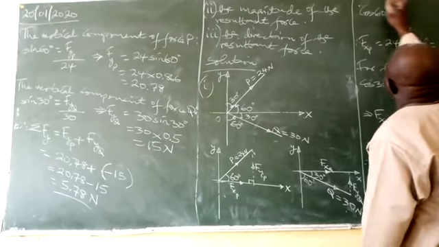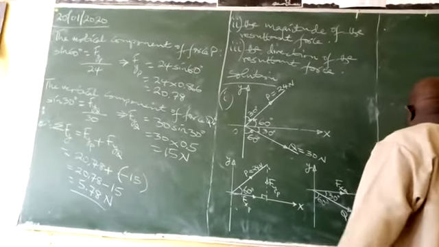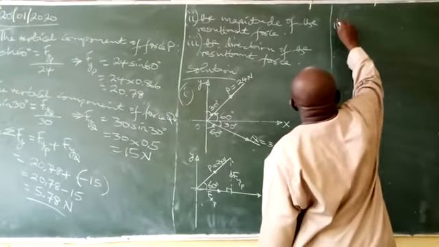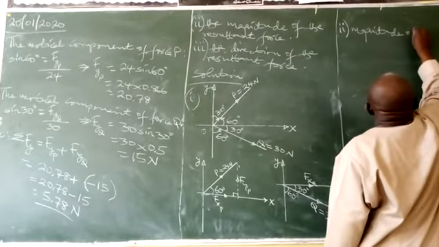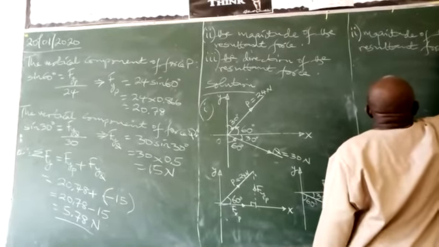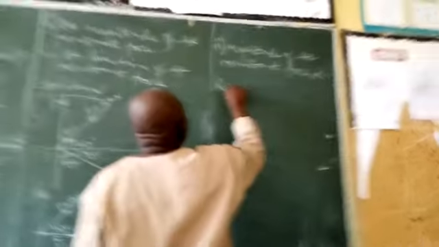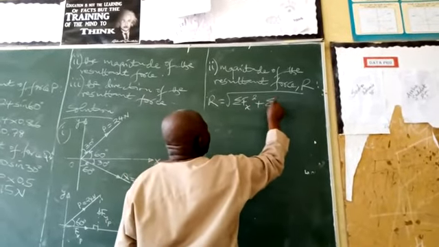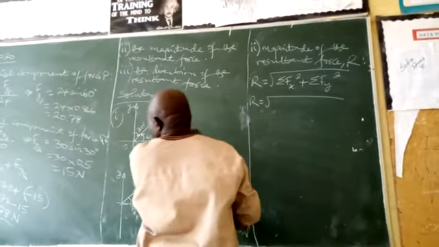So now, the magnitude of the resultant force R. So here R is equal to the root of summation F of x squared plus summation F of y squared.